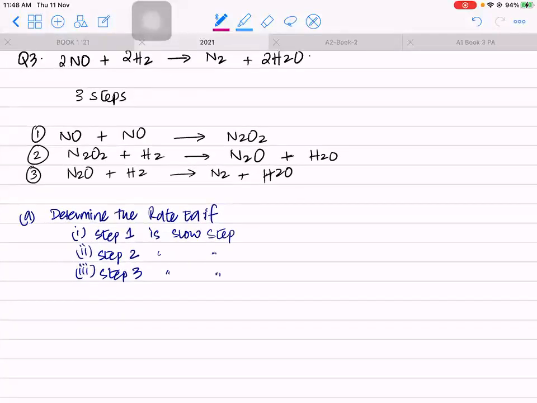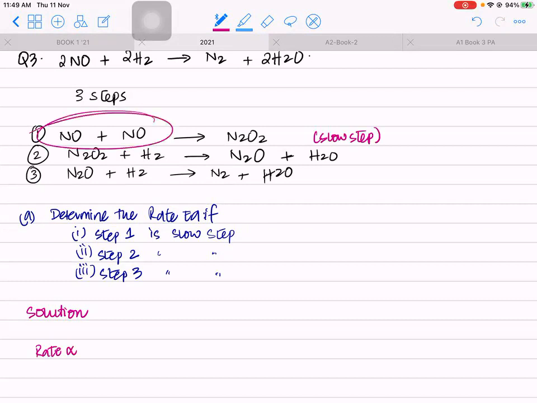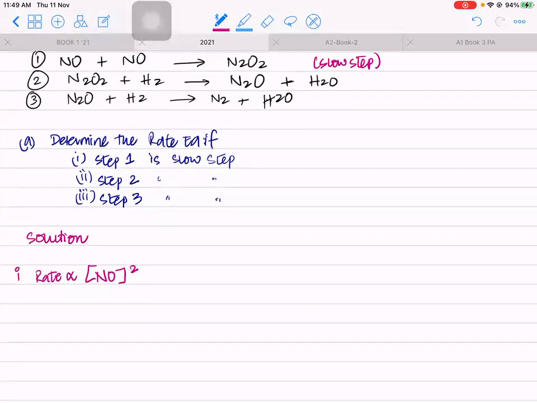Now let's see. They're saying if step 1 is your slow step, what will be the rate equation? The rate is directly proportional to the concentration of the reactants in the slow step. And what are the reactants in this? NO. How many NOs? 2. So can I just write this as 2 moles of NO? Yeah. And the stoichiometric coefficient goes as the power. So that would be rate proportional to NO raised to the power 2. Or can I say it is second order with respect to NO? Yeah. So that is for your first one.